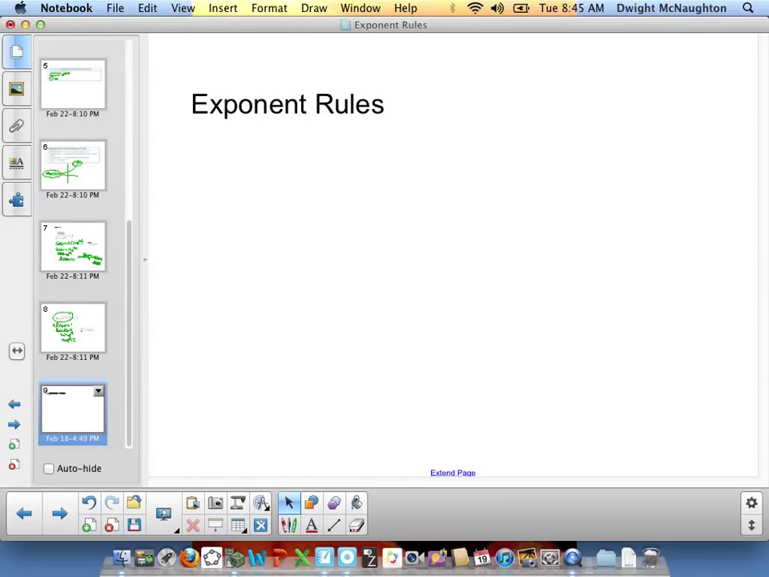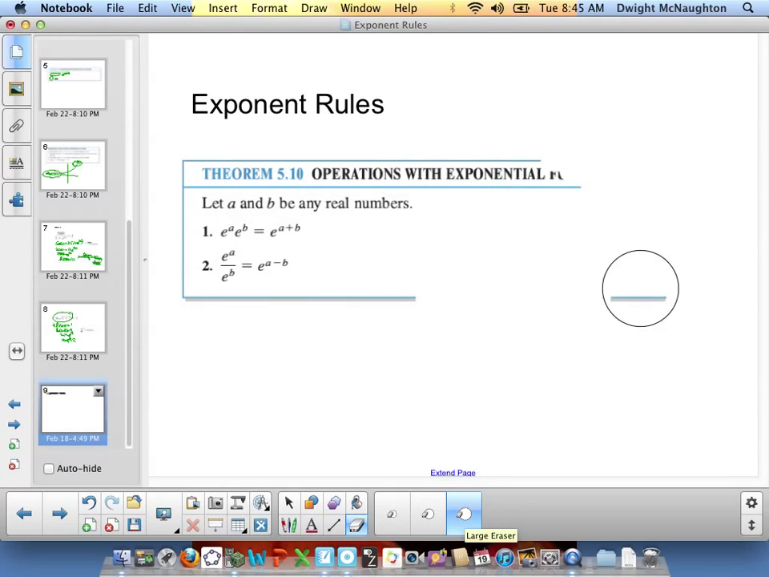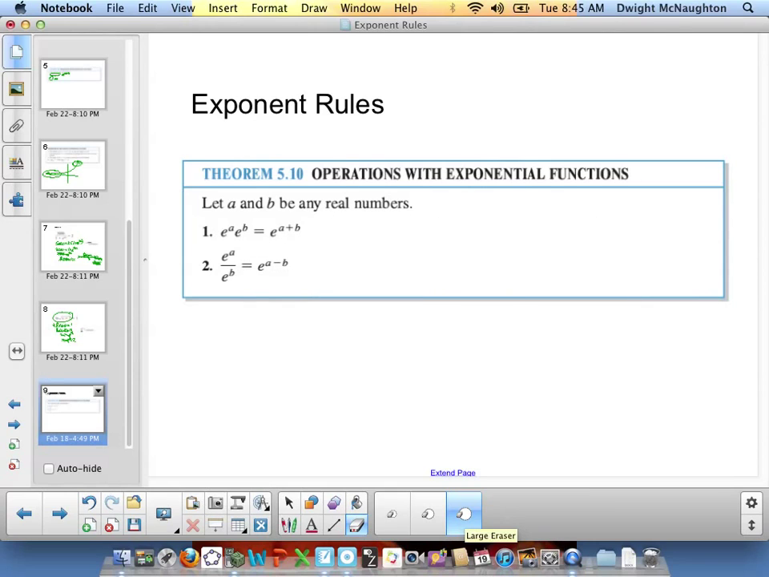All right, so in review, the exponent rules. We can't really use them here. They'll become important later on. If you're multiplying two exponents with the same base, you can simplify that by adding the powers, and you've got one exponent. If you're dividing two exponents with the same base, you can simplify that by subtracting the powers, and you've got one exponent. These become very important when we do separation of variables.